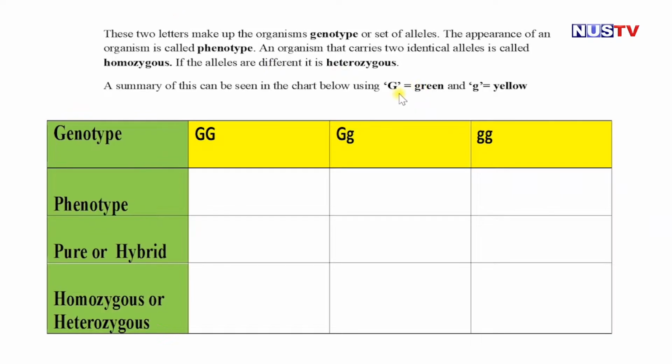Here we use the color green and yellow. Next is pure or hybrid. Pure is when the 2 letters are the same, like this one. 2 capital letters and 2 small letters, meaning there is no mixing of gene. Pure are more like this one and this one. But the capital letter and small letter is hybrid, meaning there is a mixing of gene.